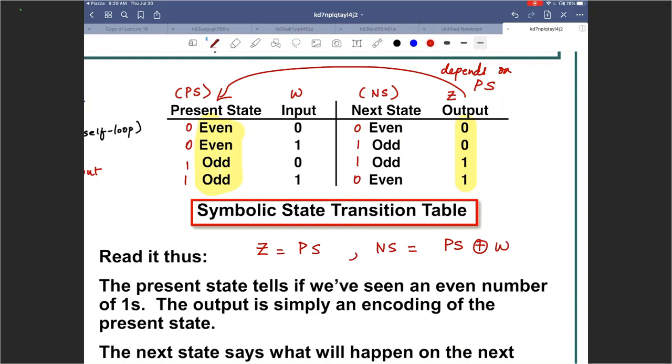Is that okay? Exclusive OR operation, right? This is kind of like a traditional truth table, right? 0001 1011, and the output right now is next state 0110. That's an exclusive OR relationship. So next state equals present state exclusive OR the input W.